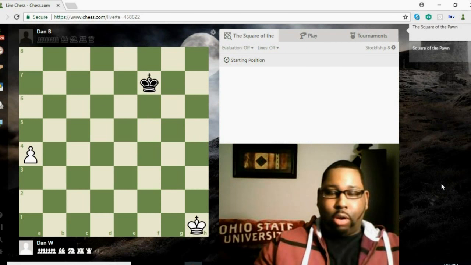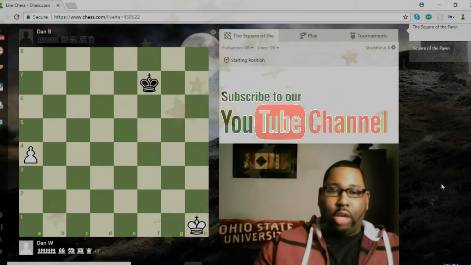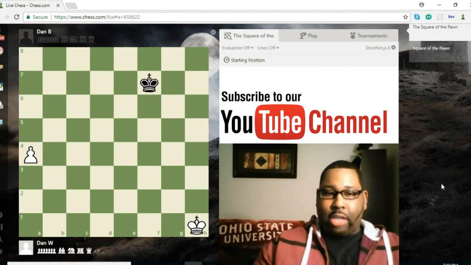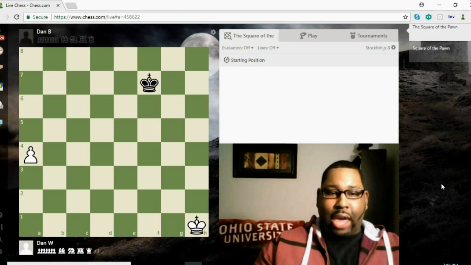Today we're going to continue talking about endgame fundamentals because endgame study is critical to your chess development. So today I want to talk about the square of the pawn. Do you guys know what the square of the pawn is? It's an easy way to figure out if your king can catch the enemy pawn and stop the enemy pawn from promoting.